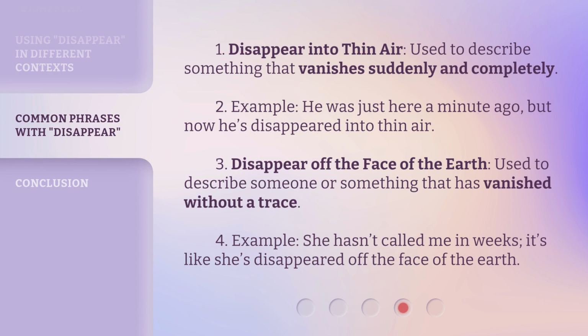1. Disappear into thin air, used to describe something that vanishes suddenly and completely. 2. Example, he was just here a minute ago, but now he's disappeared into thin air. 3. Disappear off the face of the earth, used to describe someone or something that has vanished without a trace. 4. Example, she hasn't called me in weeks. It's like she's disappeared off the face of the earth.